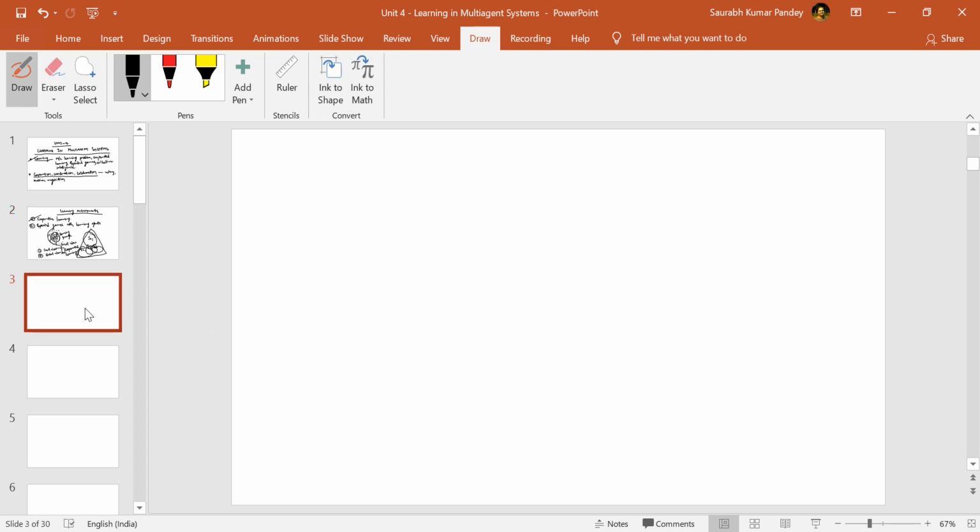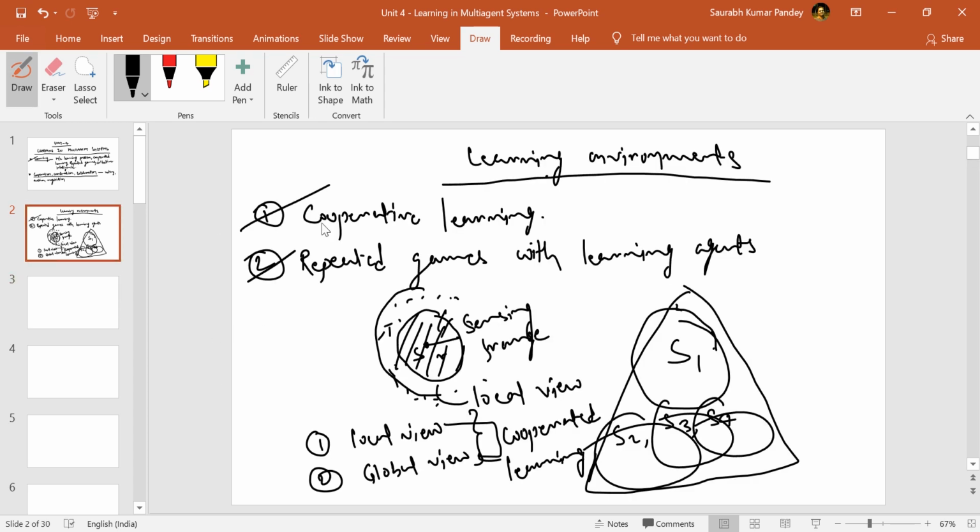And then secondly, when we talk about this concept, that is the repeated games. So what happens in repeated games with learning agents? So definitely there are two things. One is that you have different learning agents with you, and second is that those learning agents are playing some games repeatedly. Okay. Now we can understand this by a scenario wherein a competitive environment is there.